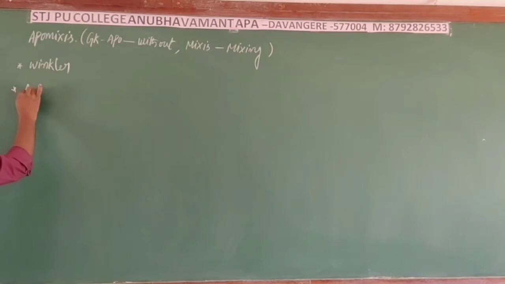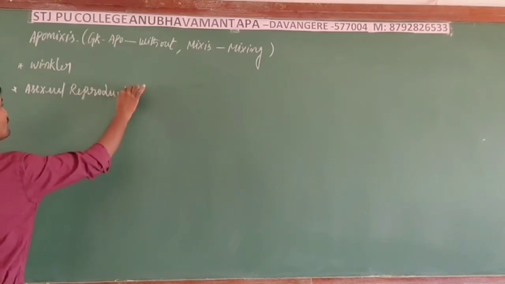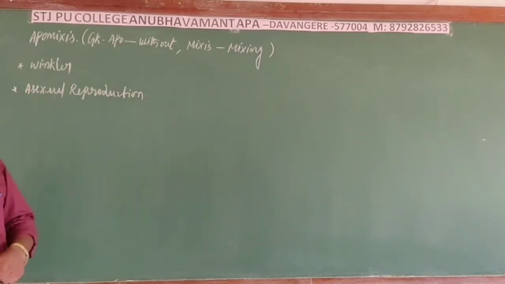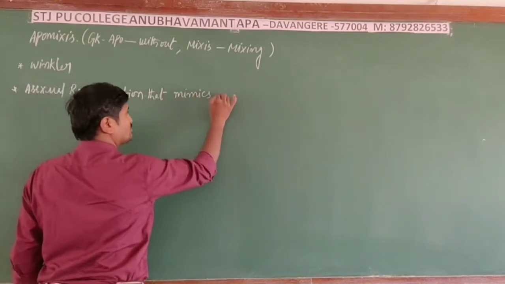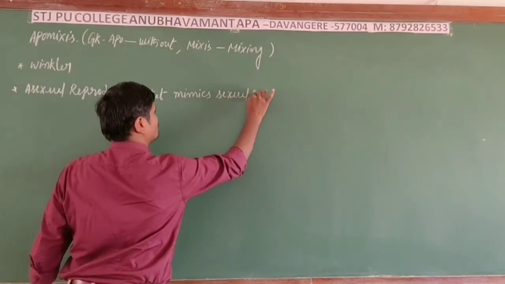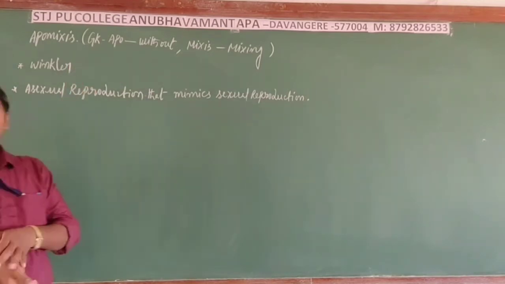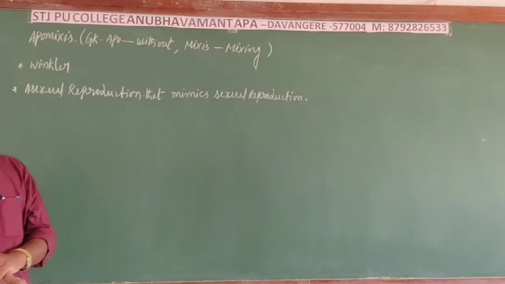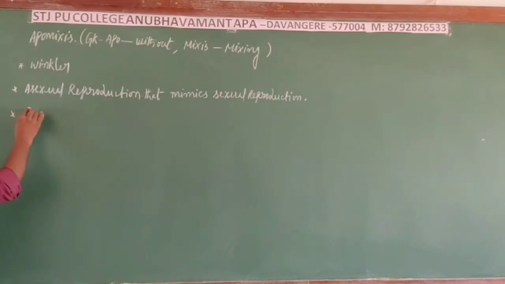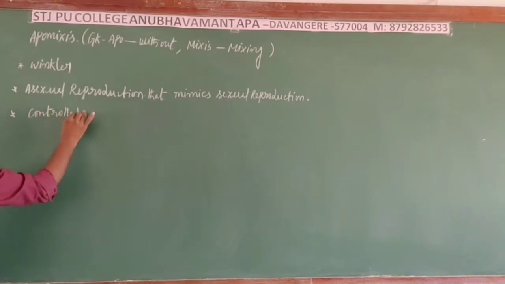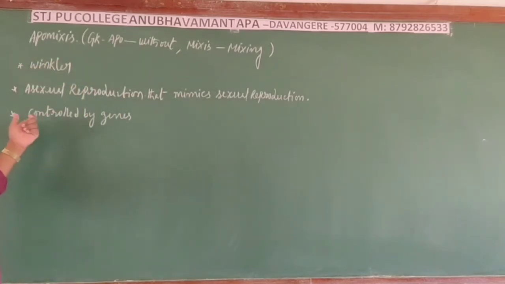It is a form of asexual reproduction. Apomixis is a form of asexual reproduction that mimics sexual reproduction. It imitates sexual reproduction. Next, it is controlled by the genes. The process is controlled by the genes.